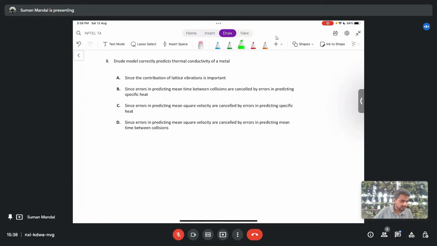So, mean time between collisions, specific heat, mean square velocity. Why is the Drude model able to correctly predict the thermal conductivity? We know that we have ignored the thermal vibrations because we are not considering any effect of ions, the free electron assumption, which was studied in the first question. So option A cannot be the answer. Which among the three is the answer? B, C, or D?